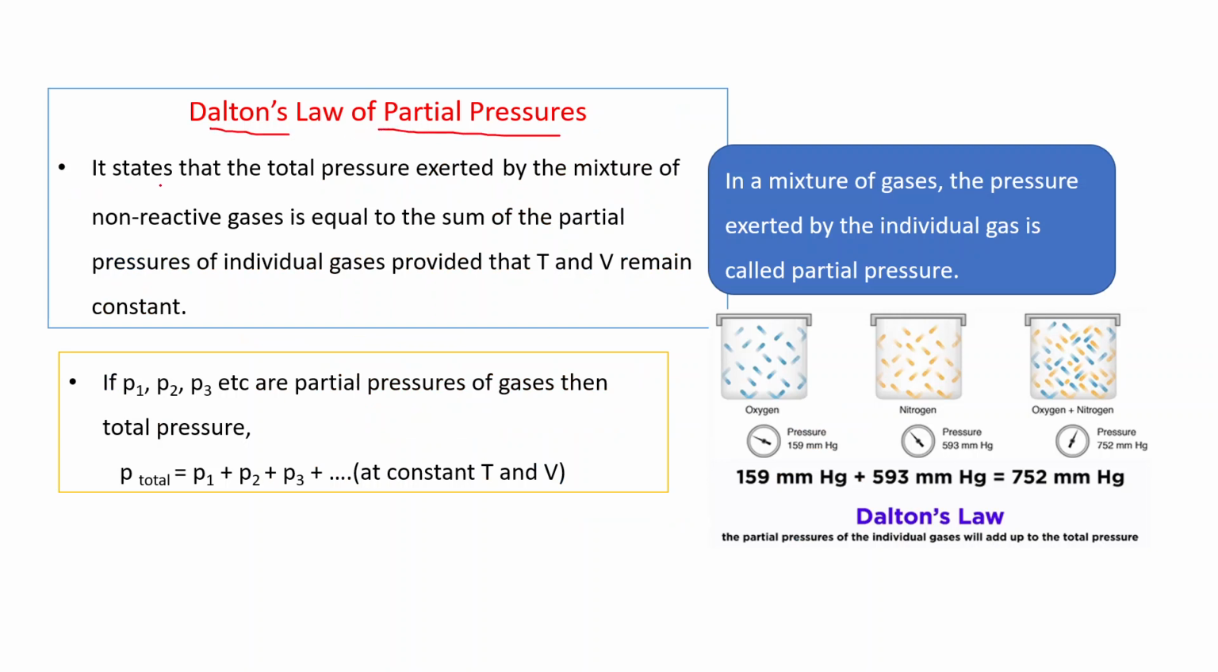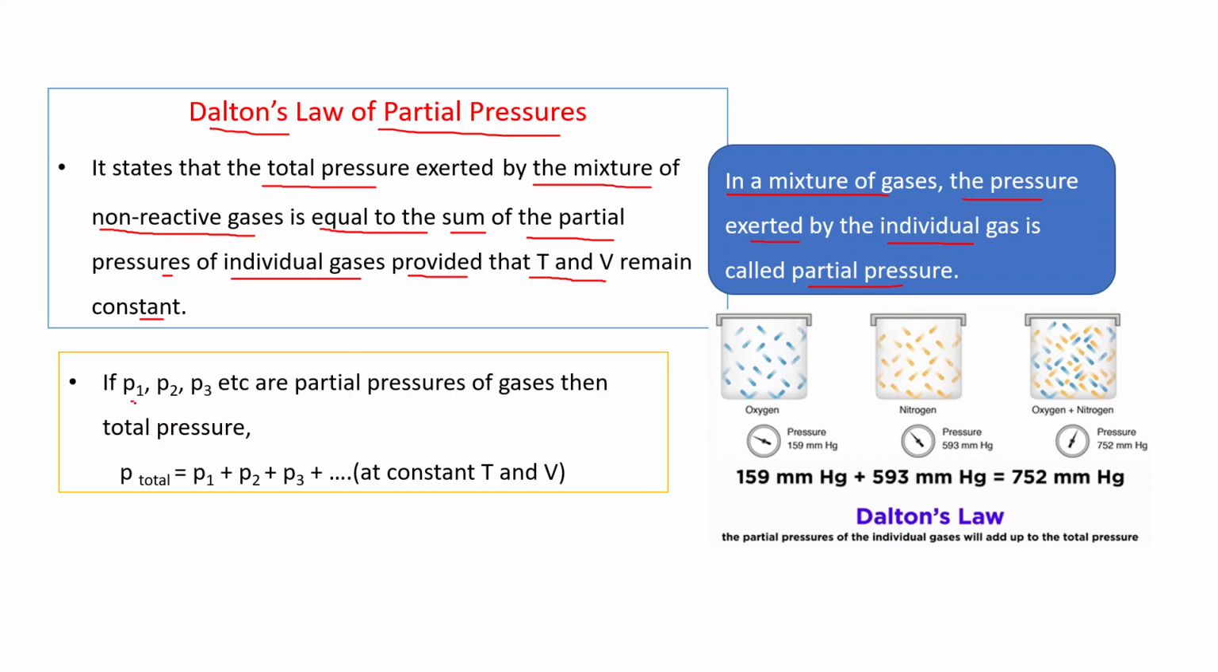It states that the total pressure exerted by a mixture of non-reactive gases is equal to the sum of the partial pressures of the individual gases, provided the temperature and volume remain constant. Now, what is partial pressure? In a mixture of gases, the pressure exerted by an individual gas is called its partial pressure.